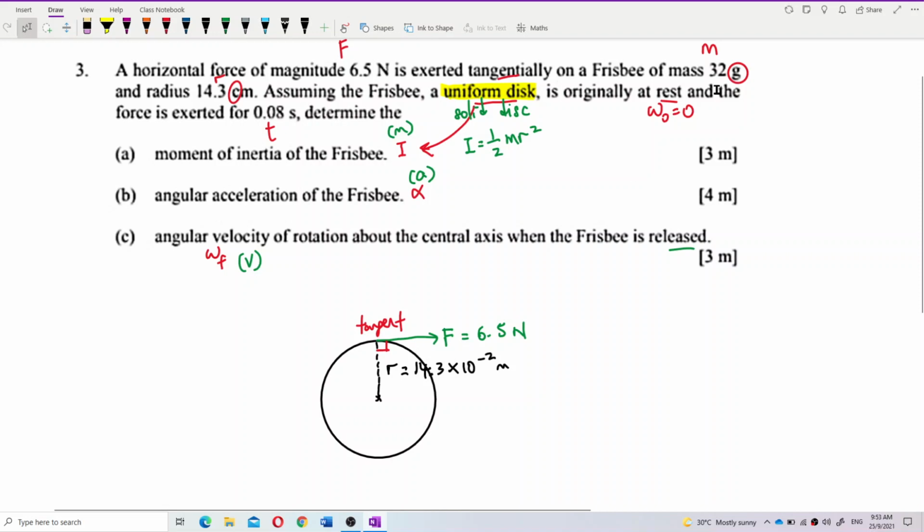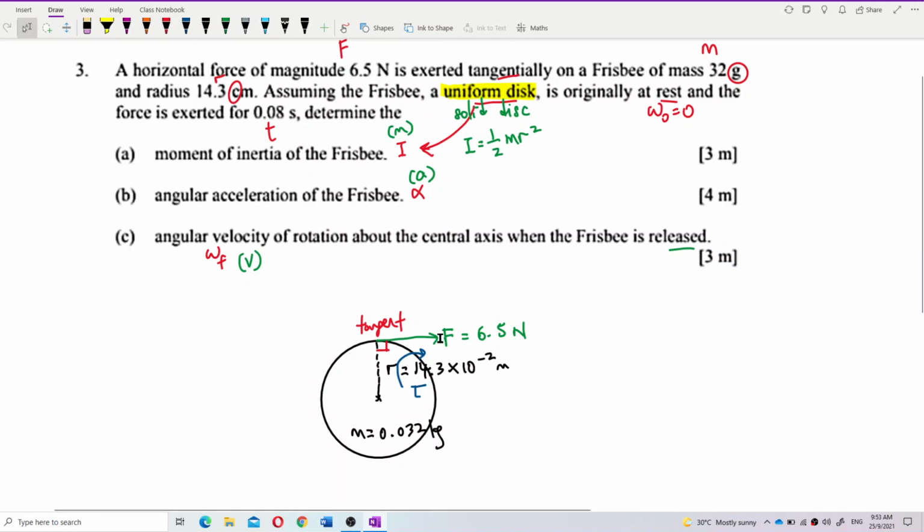It's the tangent. And the mass of the frisbee is 32 gram. That means 0.032 kilogram. Change to kilogram, divide by 1,000. So you can see here it is rotated. There is a torque here.